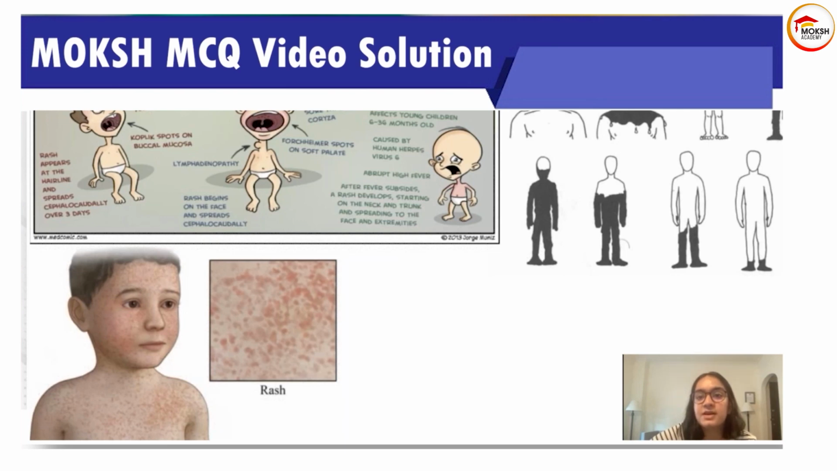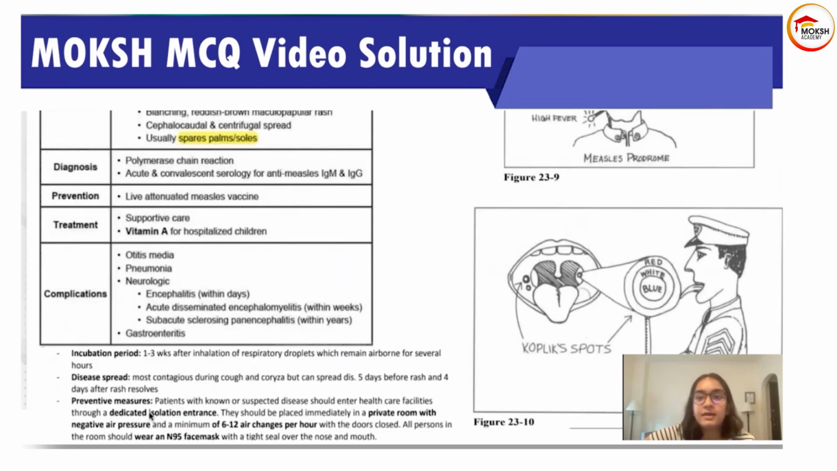So it starts with the head and then it spreads down to the extremities and it disappears in the same order. And here, like we saw in the previous question, in the picture as well, you can see it's a maculopapular rash. And this picture is showing us the prodromal symptoms. So the 3 C's, conjunctivitis, cough, coryza, and high fever is associated with measles, 104 approximately. And here is the Koplik spots.